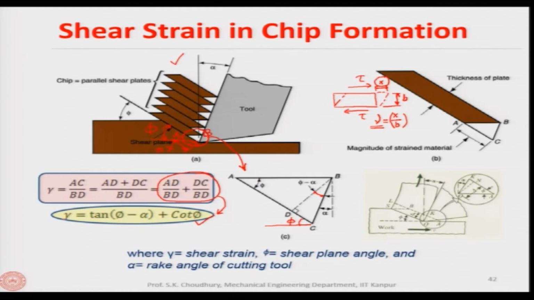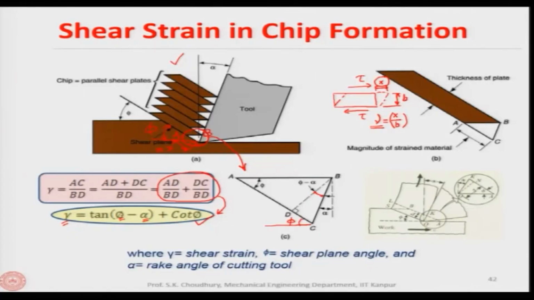So, now we can find out the strain if we know phi and alpha. This is as easy as that, meaning that analytically you can find out how much strain will be required for machining a particular material if we know phi, and alpha is known because we are using a tool where we know the rake angle of the tool. So, we have to know only phi to find out the strain involved.